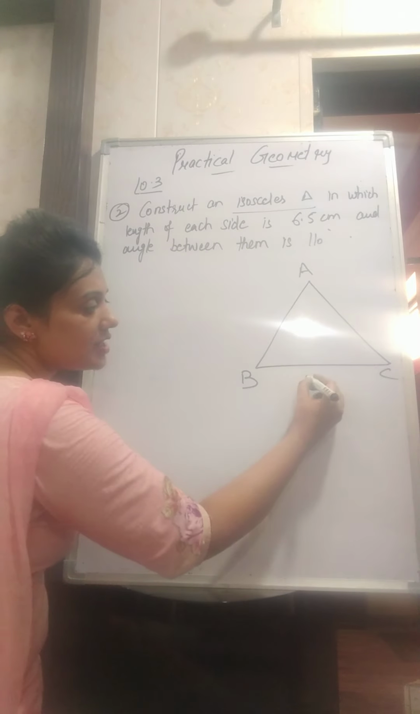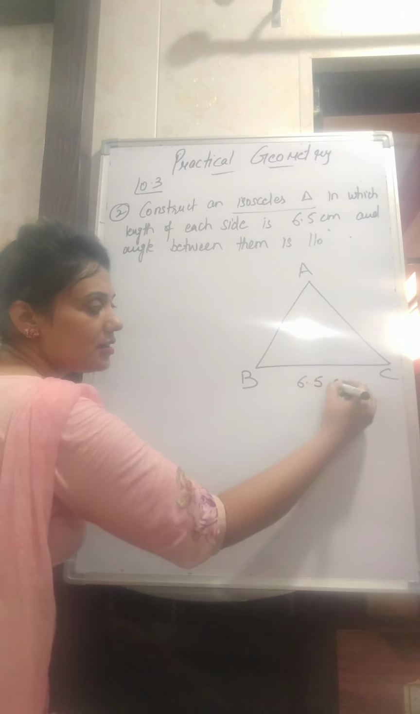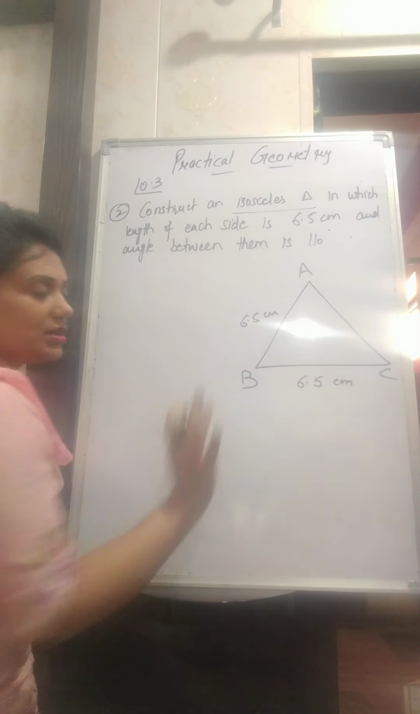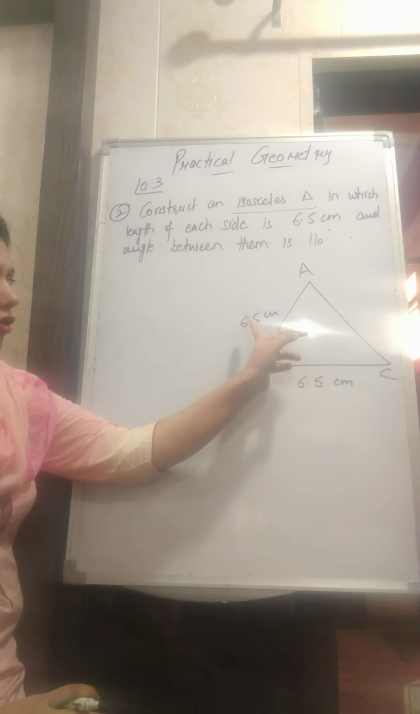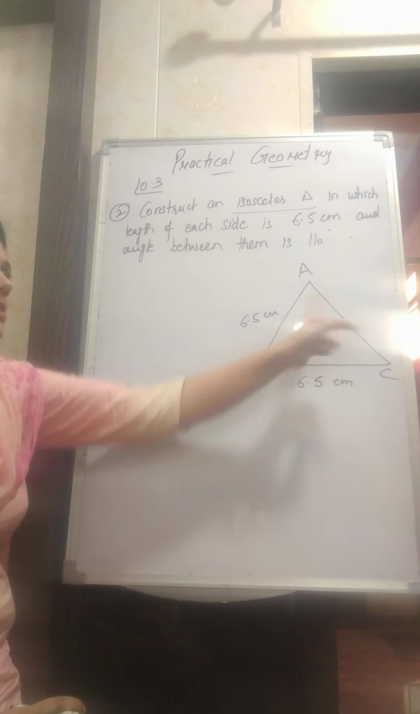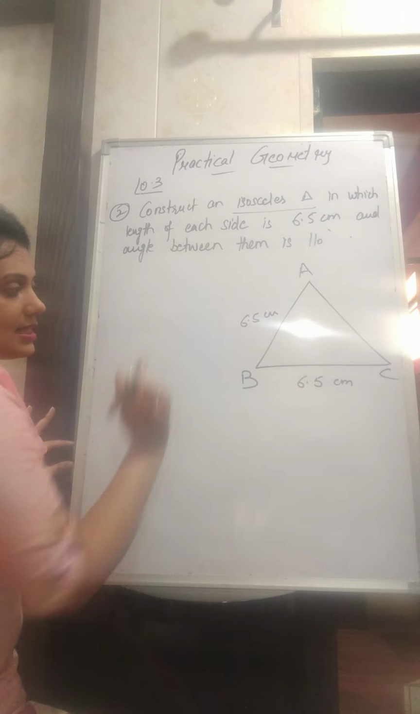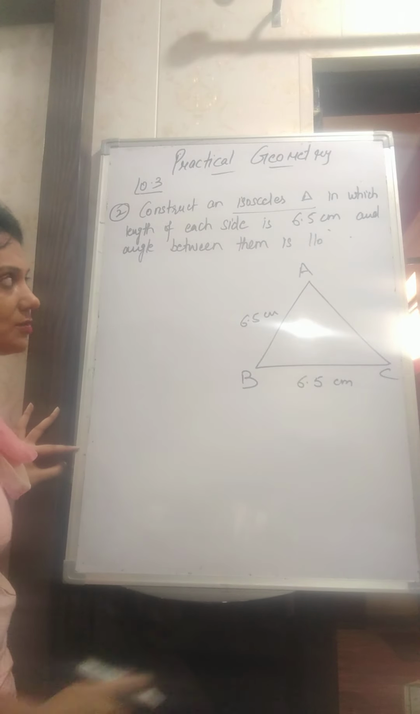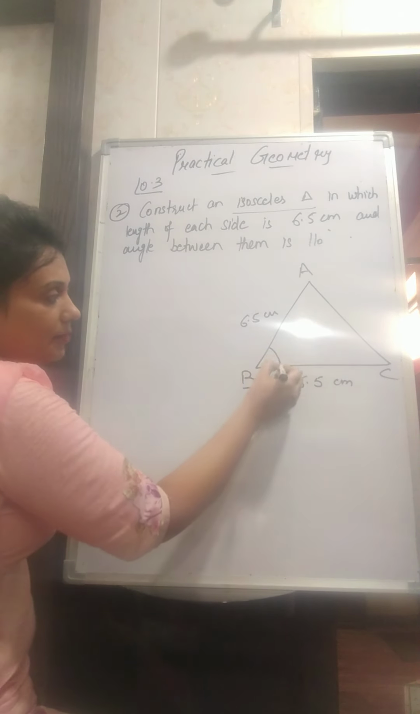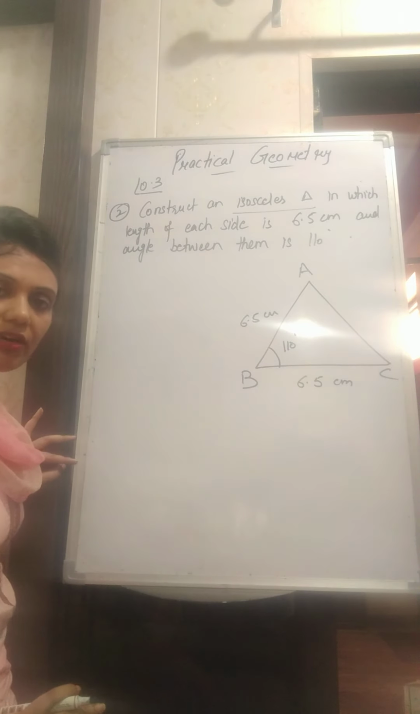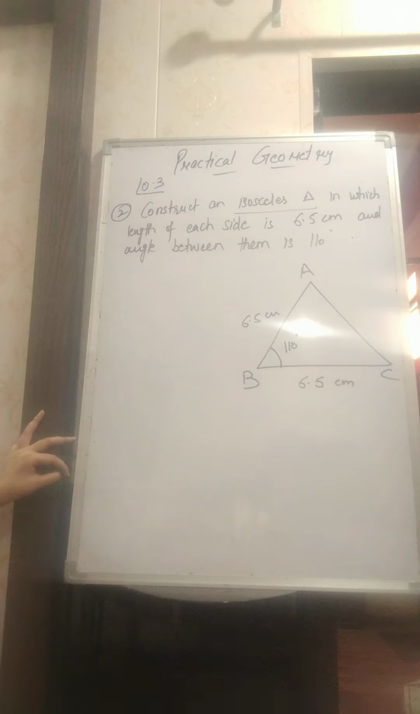Now which two sides will we take? Equal sides. This one BC and this one AB, right? Any side out of AB and AC, any side you can take 6.5 centimeter. So I am taking BC and AB as 6.5 centimeter and the angle between them is 110 degree. So this is our rough figure. Very easy question, right? Now see how to construct it.